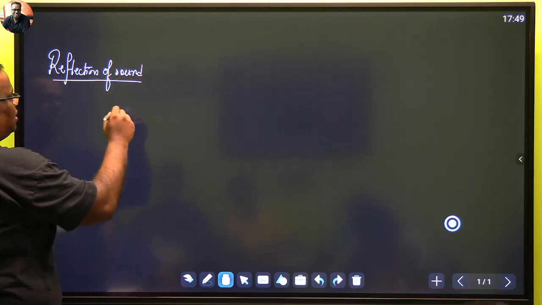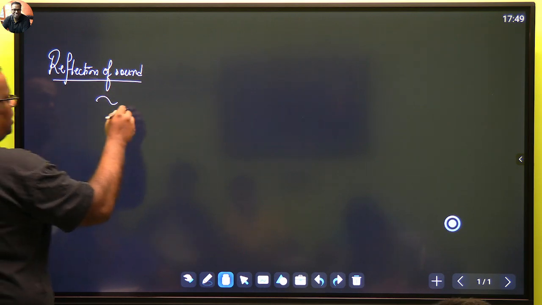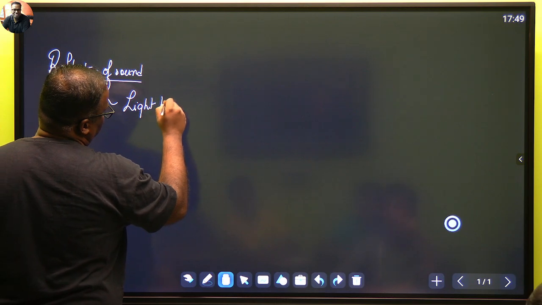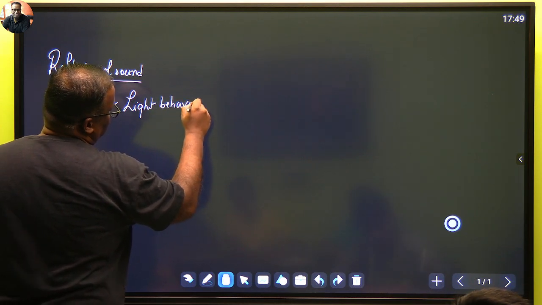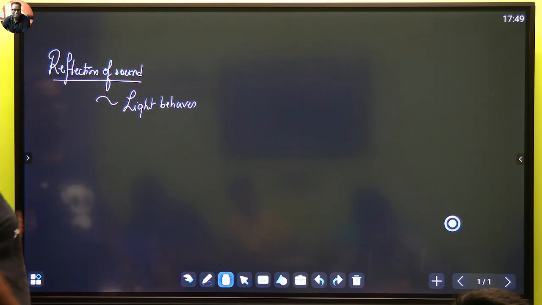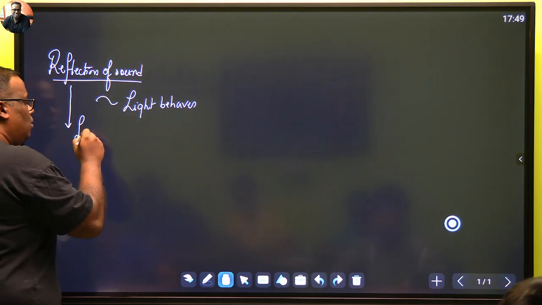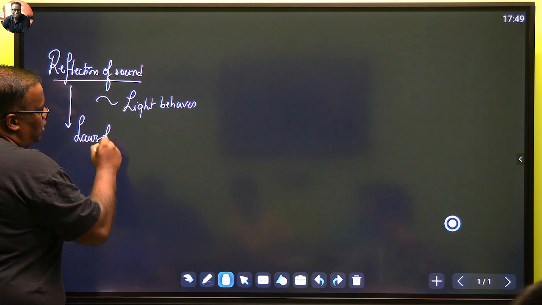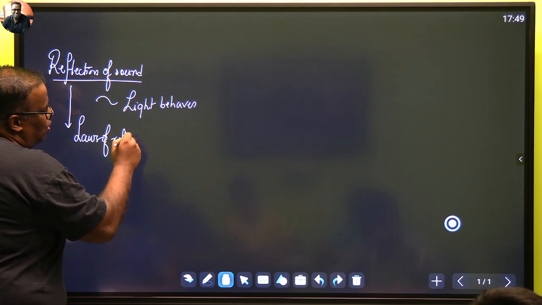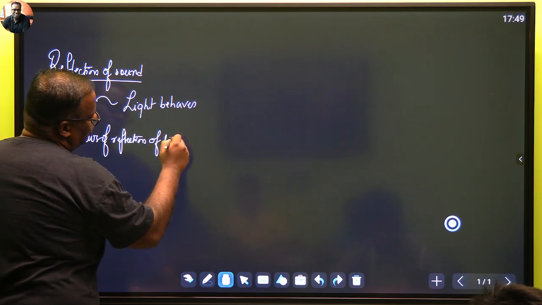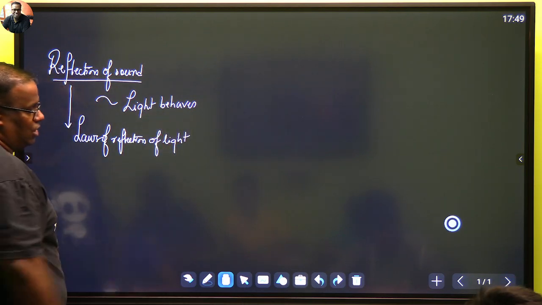In this topic, sound will behave the same way as light behaves. That means sound also undergoes reflection, and sound will follow the same laws of reflection. What were the laws of reflection of light? That the angle of incidence will be equal to the angle of reflection.